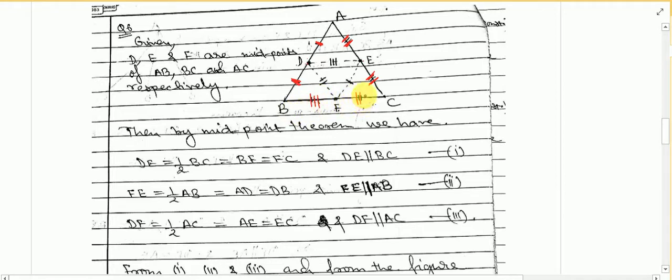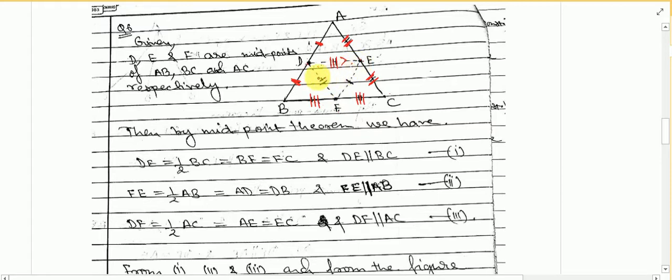Now when we join this DE, what we observe? We observe that DE will be parallel to BC and DE will be half of BC. Half of BC means DE will be exactly equal to FC, or you can say equal to BF. So that's why I'm denoting by same symbol.